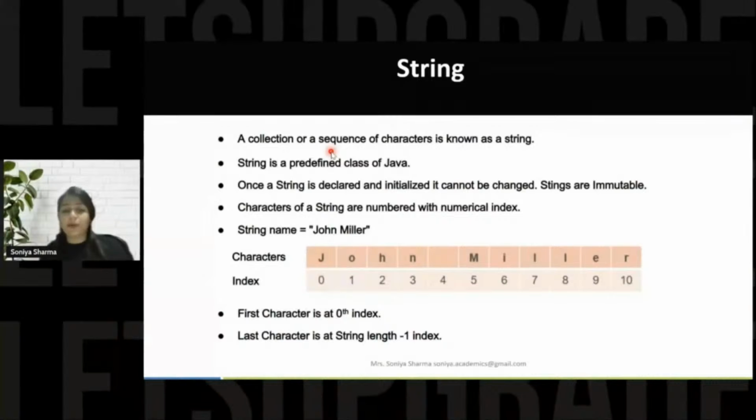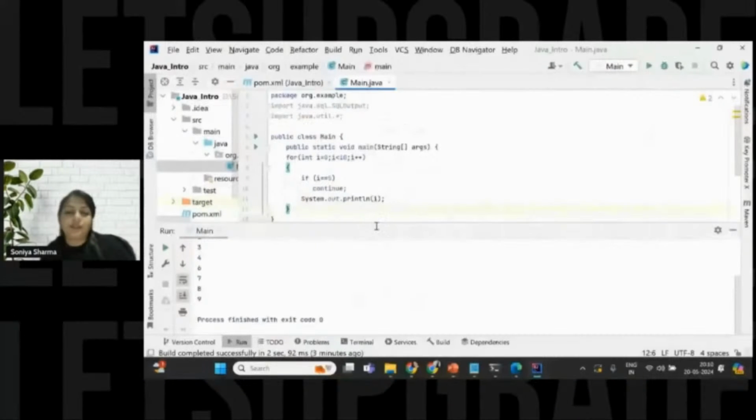String is a very important topic. String does not work like other data types. It works a little differently, so pay attention. String is a predefined class in Java. Once a string is declared and initialized, it cannot be changed. Strings are immutable. Now, let me give you an example through this IDE.